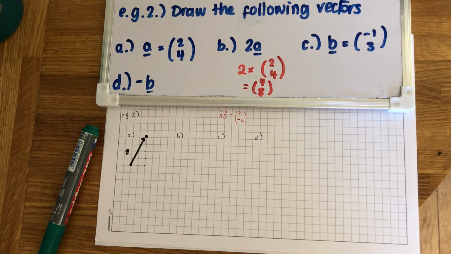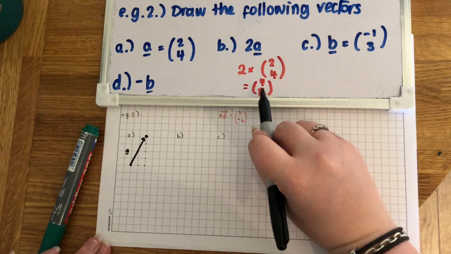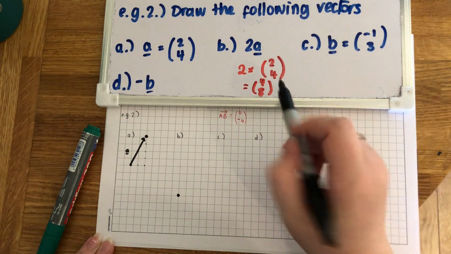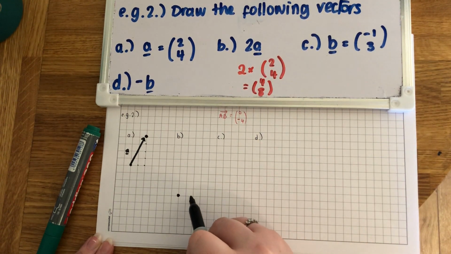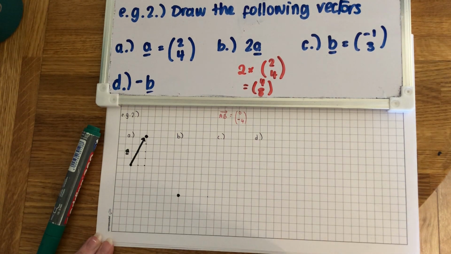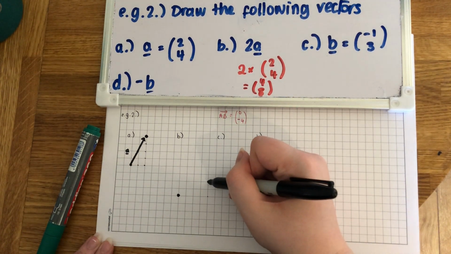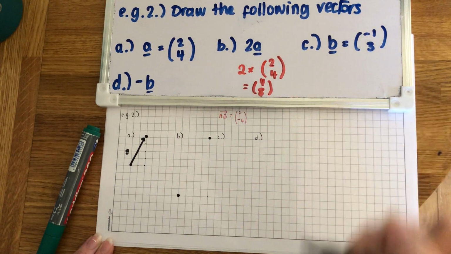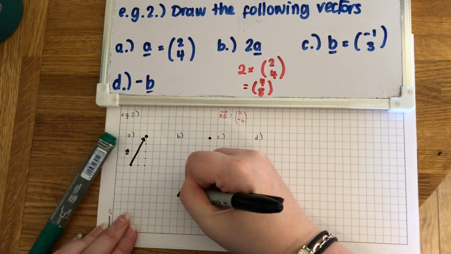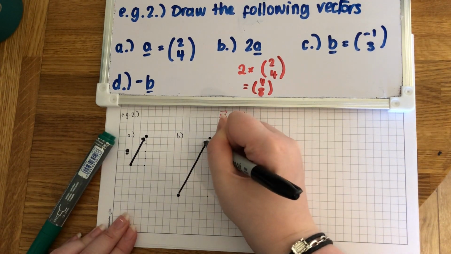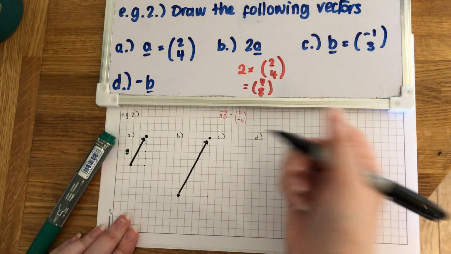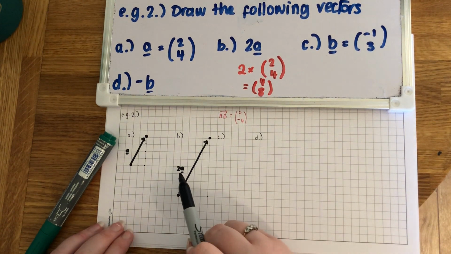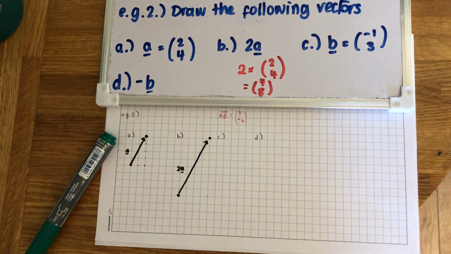Okay, so again, I pick a point on here. Now I know it's going to go quite high up because of the 8, so I'm going to start quite low down. So we're going 4 across to the right. 1, 2, 3, 4. Then we're going 8 up. 1, 2, 3, 4, 5, 6, 7, 8. So that's where I'm finishing. And then draw an arrow going in that direction. Okay, and then I'm going to call that 2A. Okay, so the little line only goes under the A, it doesn't go under the 2.